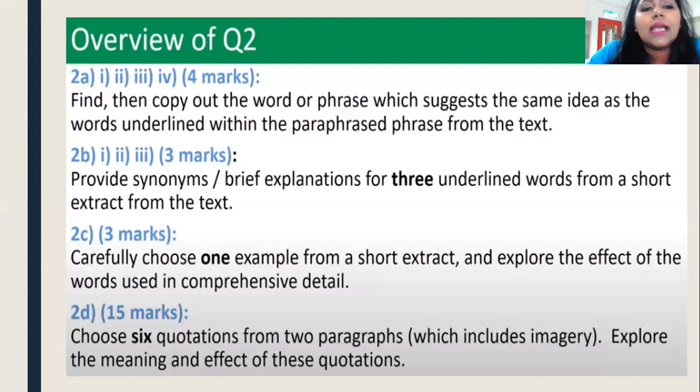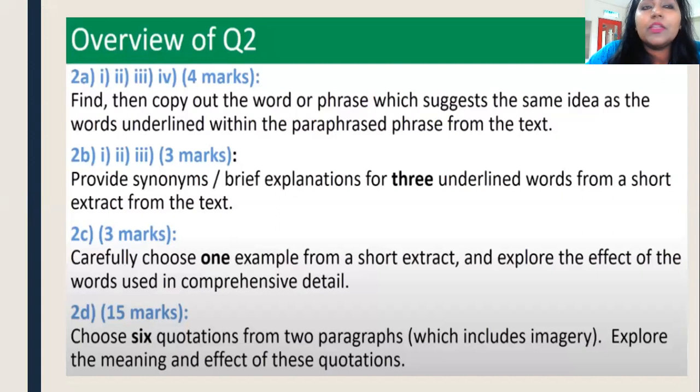Now the second part of the question requires you to provide a synonym. That means you're just going to give a brief explanation for 3 underlined words from a short extract from the text. Now looking at 2C, you've been given 3 marks, therefore you just need to choose one example of a phrase or a word. Okay, and then you're going to write comprehensive detail about the selected word or phrase.